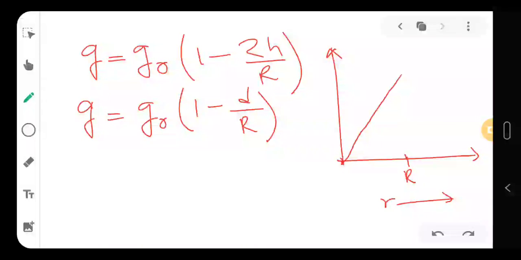This will go like this, and then it will just decrease like this. Okay. Because the rate is higher in this case, so it will decrease like that. And this is my value of g. So where is it highest? At the surface. So at the surface the value of g is highest.